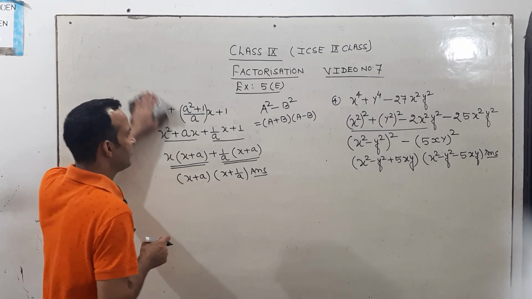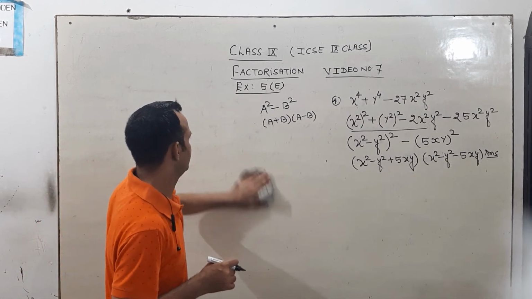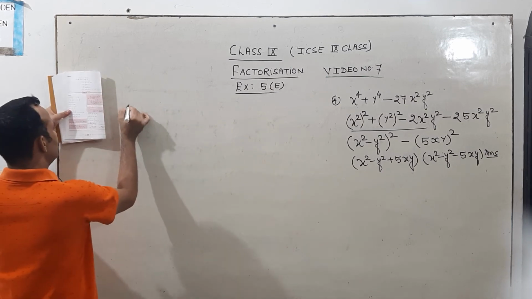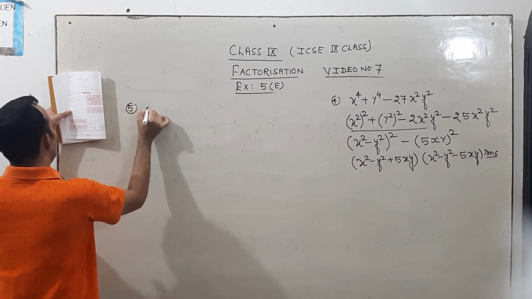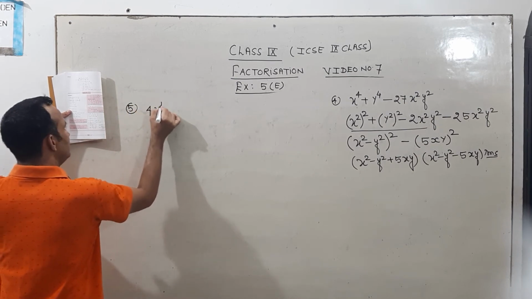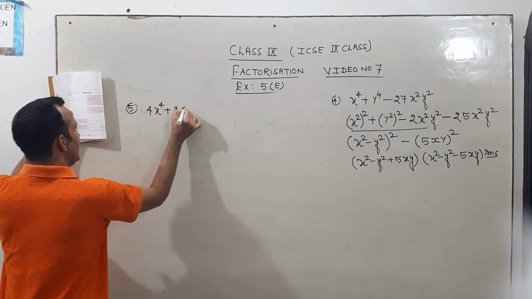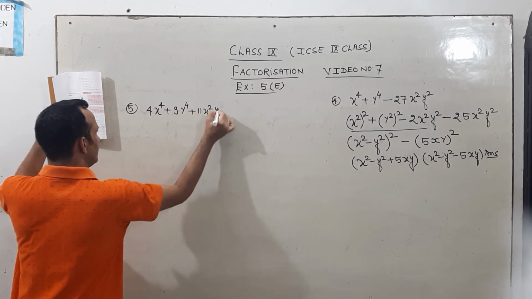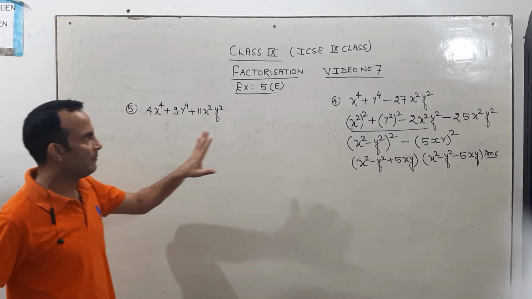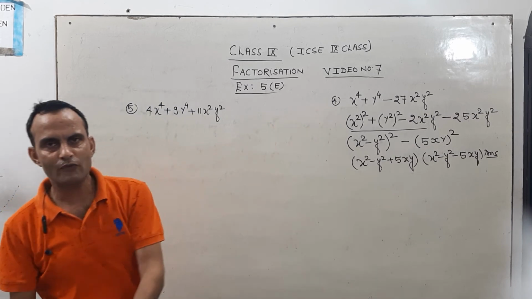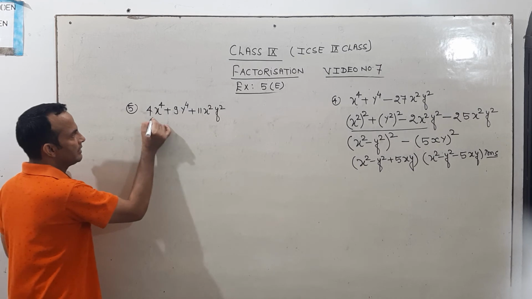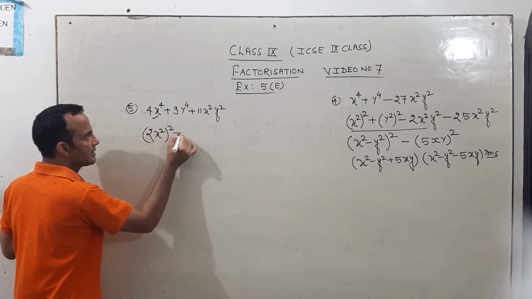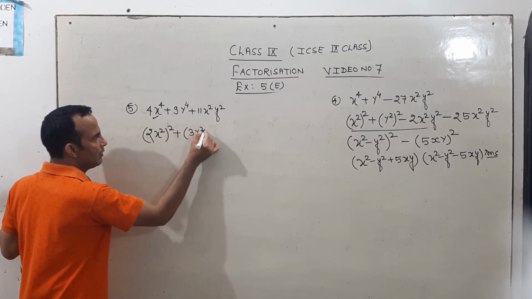See, question number 5. 4x raised to the power 4 plus 9y raised to the power 4 plus 11x square y square. This is just like the same problem as problem number 4. So this is also a very important problem. See, this is the square of what? The square of 2x square. This is the square of what? 3y square whole square.